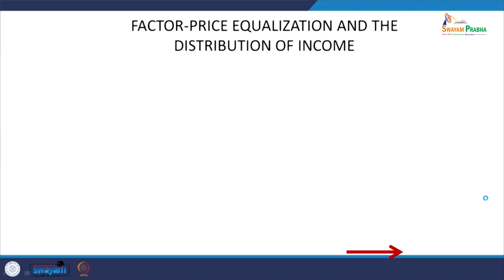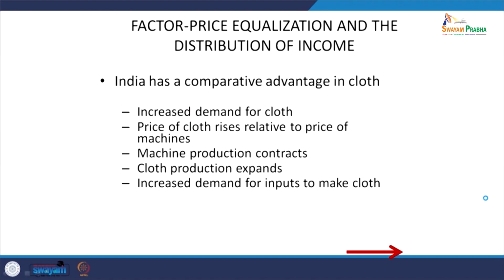Now, let us move to check the India case. Similarly, the India case can be explained. India has a comparative advantage in cloth, as we already assumed. So, there is increased demand for cloth over time, because more demand is coming from the US, and the price of cloth will relatively rise as compared to machines. So, machine production contracts in India.